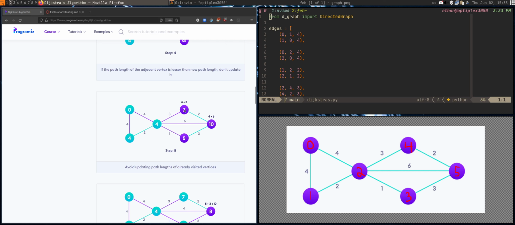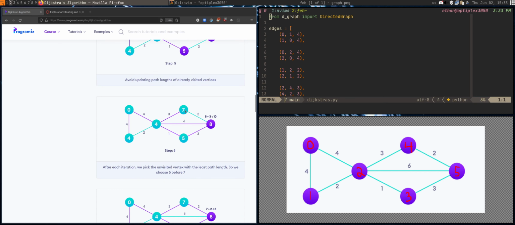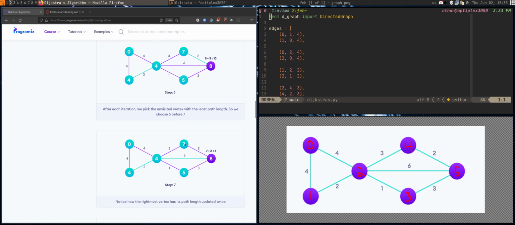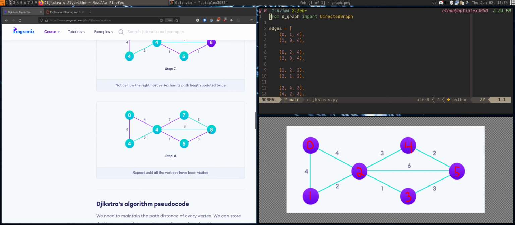So 4 plus 3 is 7. 4 plus 6 is 10. 4 plus 1 is 5. We've updated all these weights. We'll continue. You look at 5 plus 3, which is less than 10, so we're going to update this weight to be 8. Then finally, you can look at 7 plus 2 is 9, which is not less than 8, so we're going to leave this as 8. So this leaves us with a final graph that looks like this with all of the path lengths updated.